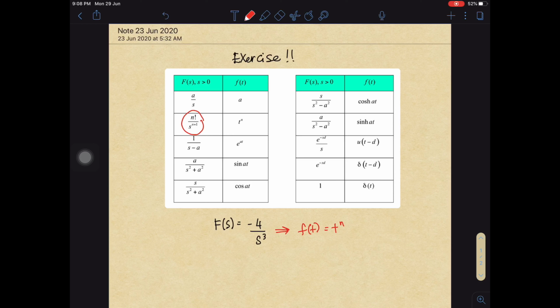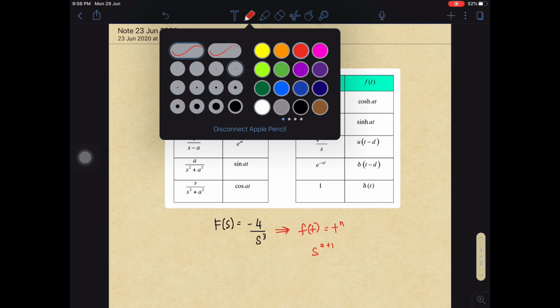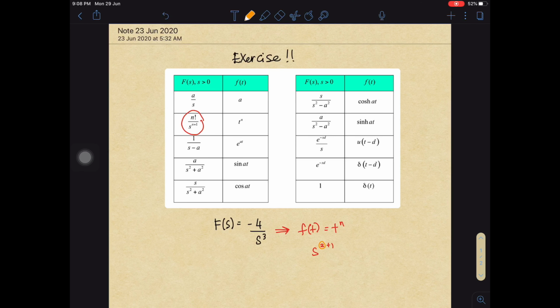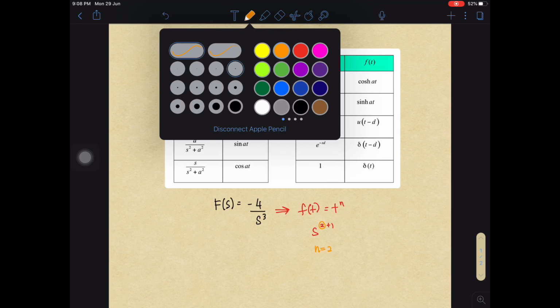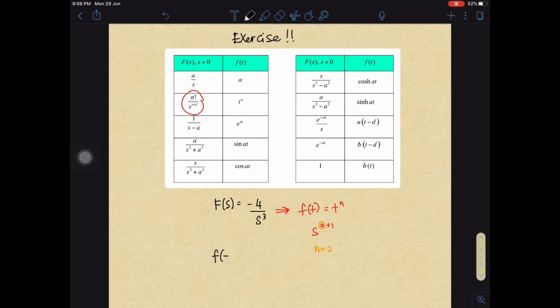So when you have s to the power of 3 here, directly you know that the 3 is actually 2 plus 1, where your 2 here is your n. So now you have n equal to 2. You can write your f(t) as m t to the power of 2, but don't forget that you have m in front of this one.